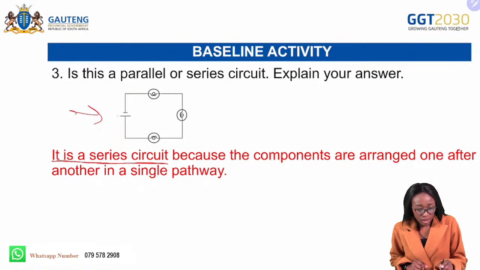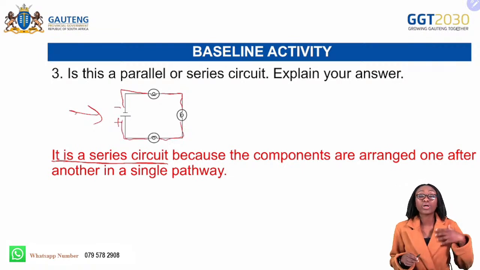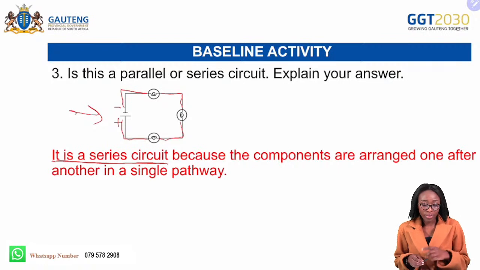Remember, this is the positive end, this is the negative end. So this is the one pathway, bulb number 1, same pathway, bulb number 2, same pathway, bulb number 3. So it is one pathway and all of the components are arranged in that single pathway.